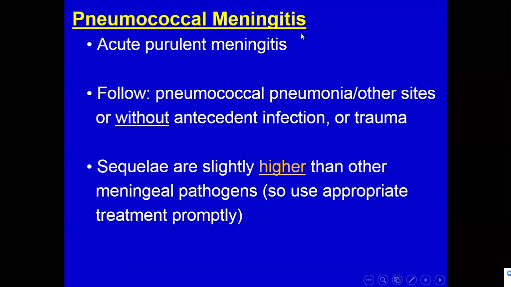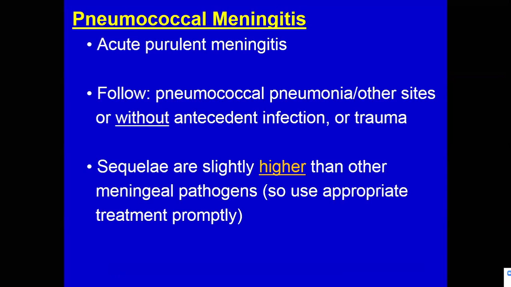Pneumococcal meningitis, our subject, is in the CNS. This microorganism is able to cause acute purulent meningitis, purulent with pus. Usually, the meningitis follows other pneumococcal infection, for example, pneumococcal pneumonia. Sometimes it is without a previous infection. There is no antecedent infection, meaning no preceding infection.